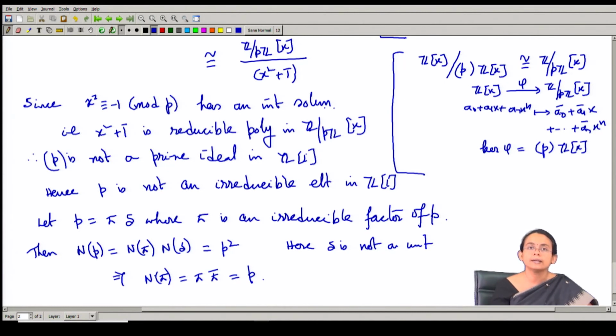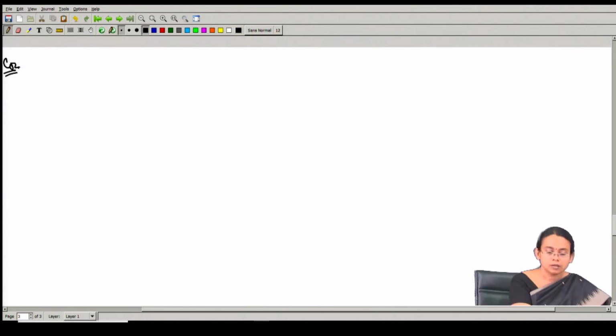So, since this is an if and only if condition, this in fact characterizes all the irreducible prime integers in Z[i]. So, let me state a corollary. The first corollary is important in number theory, which is known as Fermat's two square theorem.